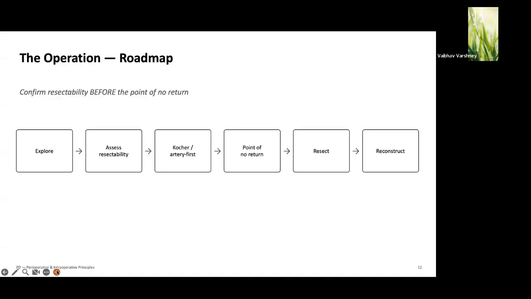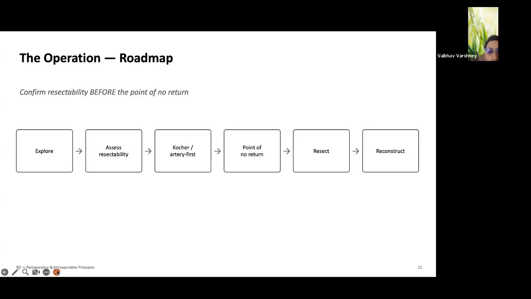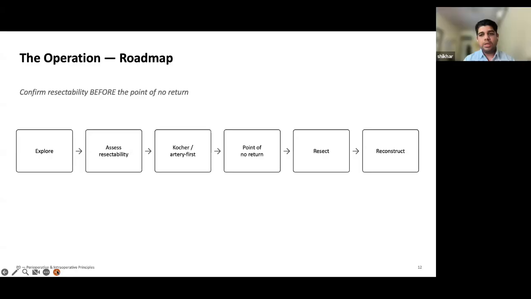The operation roadmap will be: we'll first explore, then assess for resectability, then Kocherization, sometimes with the artery-first approach. Then we'll decide about resectability and the point of no return. Once we have committed that the tumor is resectable, we proceed with the resection and then the reconstruction.